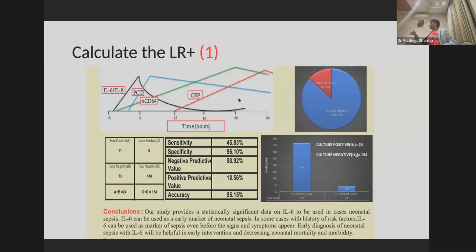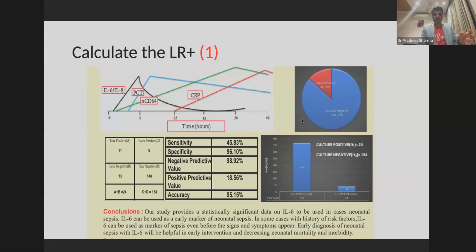So the likelihood ratio is the positive test in those who are diseased versus those who are non-diseased. So it's actually sensitivity upon 1 minus specificity. In this case, 45 upon 1 minus 0.96, so it will be almost 100. When the likelihood ratio is more than 10, it's a very good test. A test with a likelihood ratio of more than 100 is an excellent test for detection of sepsis. So this is regarding interleukin 6.